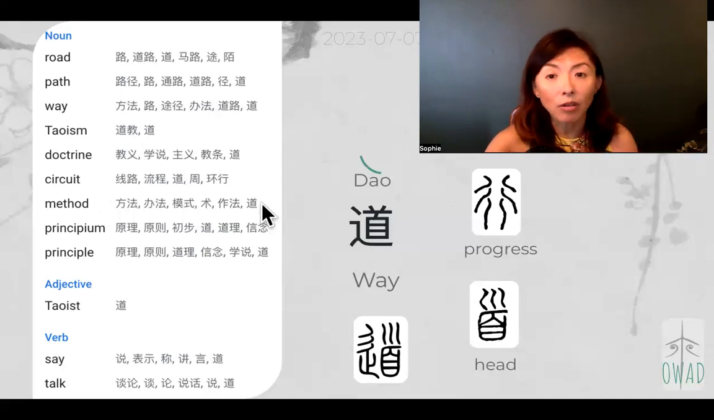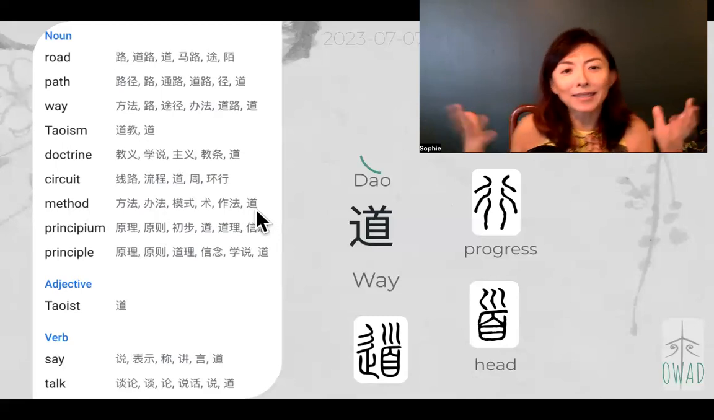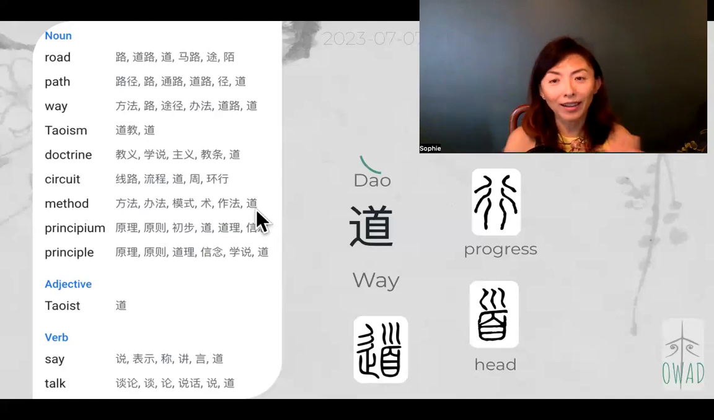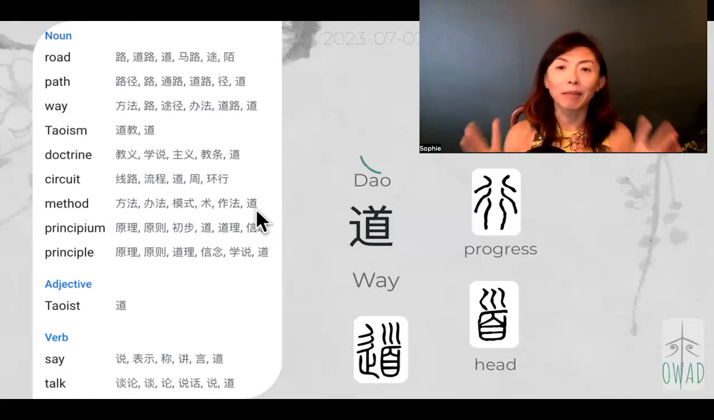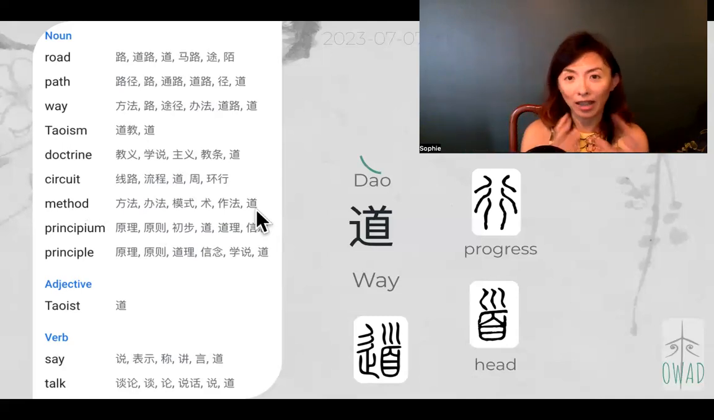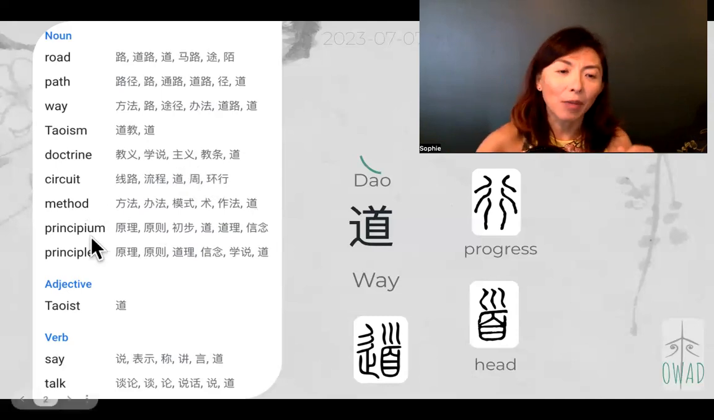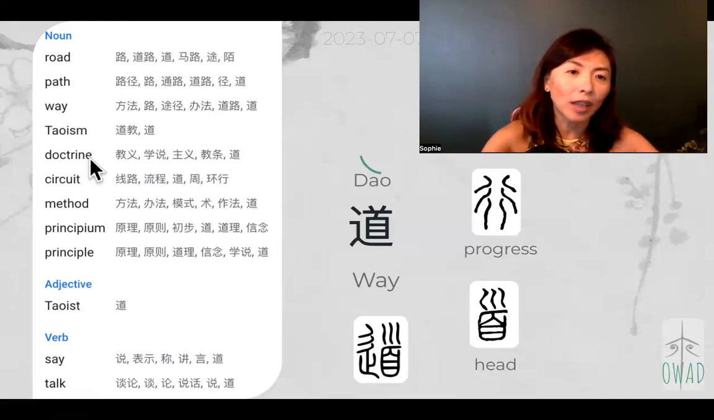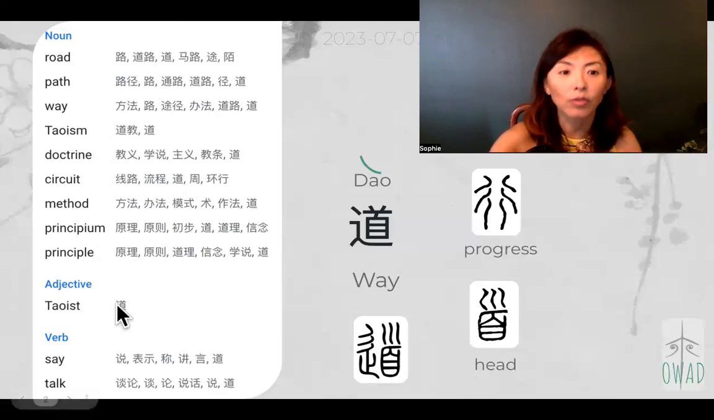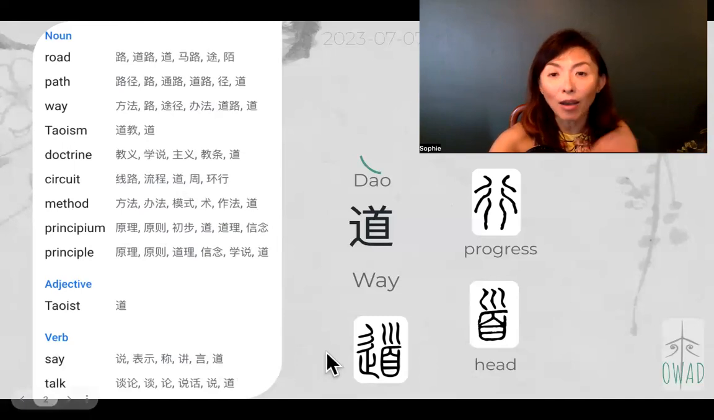And method, 道, like a 办法. 办法 is commonly used as method, but it can mean 道. Often we say 门道, like you have the door, and then you have the path. That means you find out the way to get to somewhere. Okay, and then we have principle. So this is related to doctrine or the school of thought, Taoism. And then Tao can also mean talk. You see, Chinese can translate this as say or talk.